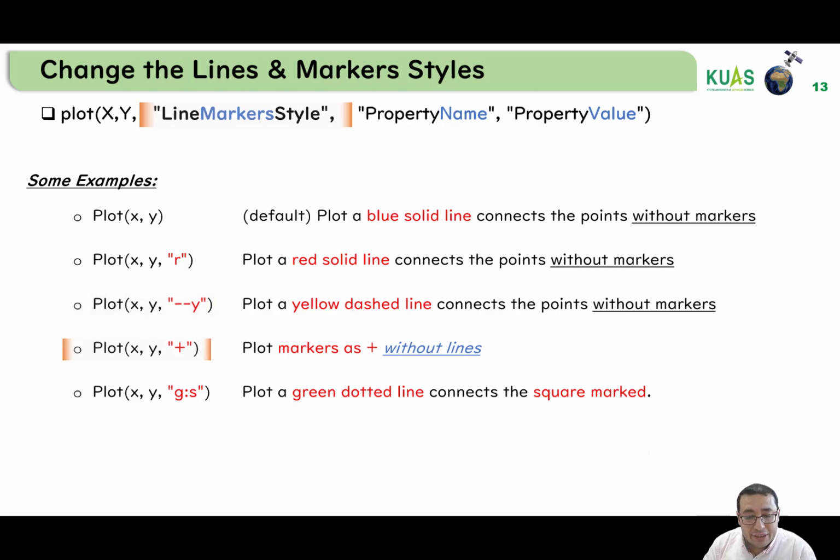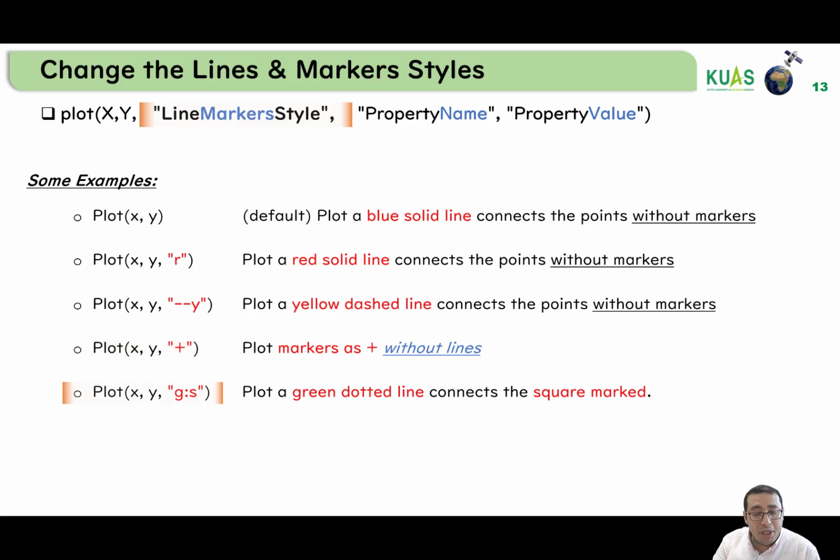And for the fourth case, we wrote plot x comma y comma plus sign. So this plus sign means that the marker will be the plus sign, but this is very important. If we define the marker but we didn't define the line, the line will be removed. So this will be a plus marker, but without any line.